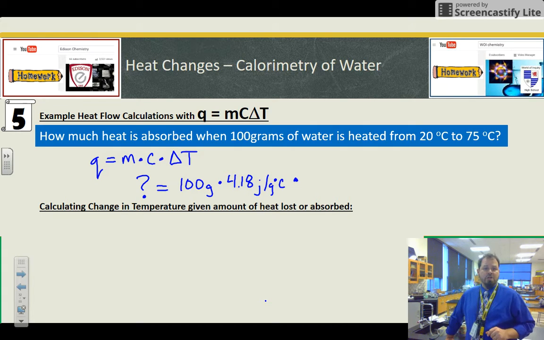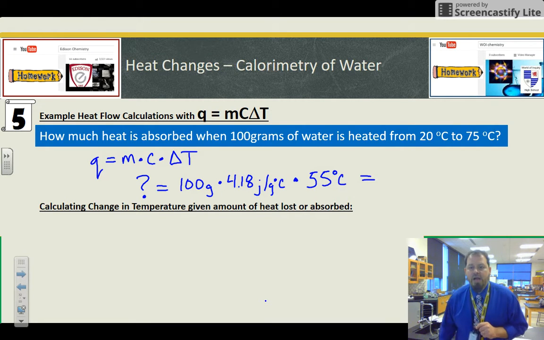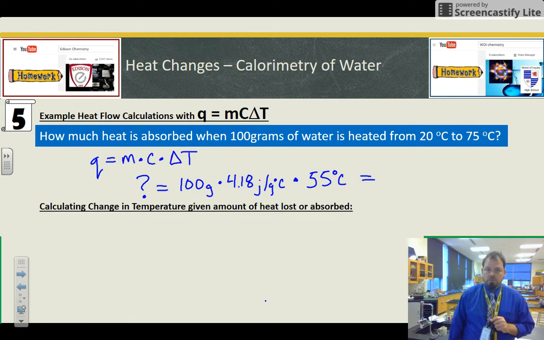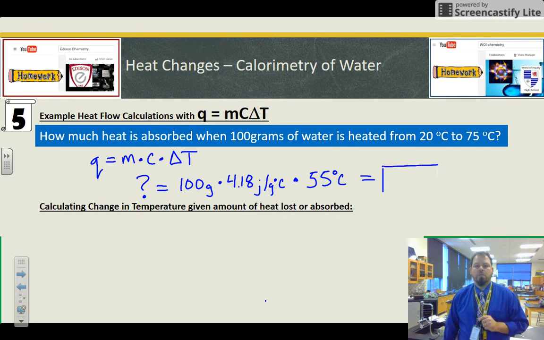Now I'm just plugging and chugging. I got 100 grams from the problem. c is a constant, 4.18. My change in temperature goes from 20 to 75, so it's a 55 degree change in temperature. Plug and chug. We're not going to do the answer; I'm going to leave that for you guys to calculate. Put a big box there if you want. If we ignore the units, it's just multiplication.